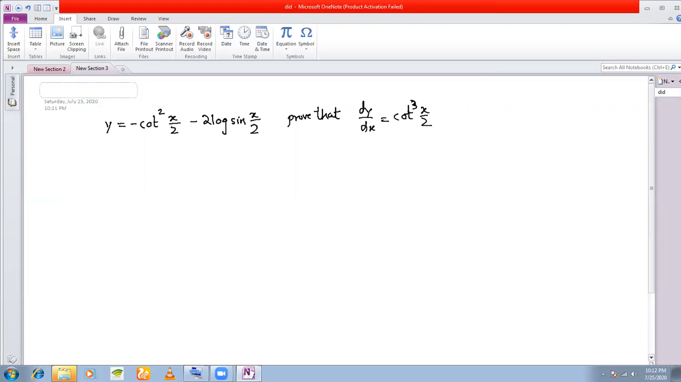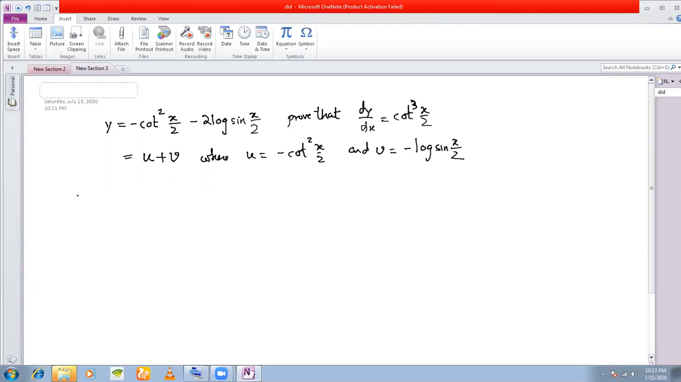It's cot cube. So let us take this as u, and let us take this as v, where u is minus cot square x by 2 and v is minus log sin x by 2.